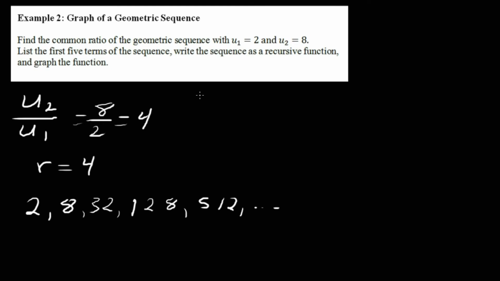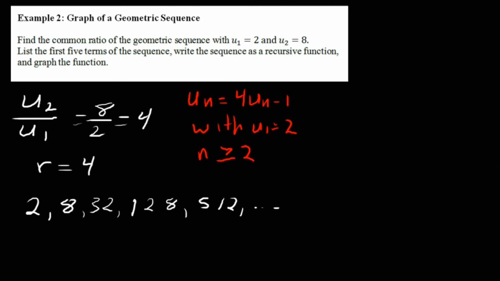So next we're going to write the sequence as a recursive function. So we'll start with u sub n representing any term in the sequence, and that's equal to 4 times the term that came before it, with the first term being 2. So we'll say with u sub 1 being equal to 2, and this is true for all values of n greater than or equal to 2.